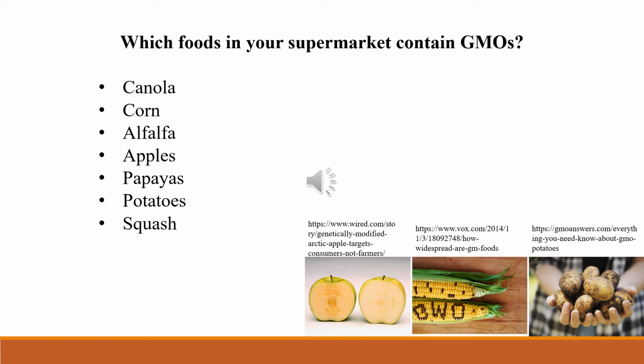Which foods in your supermarket contain GMOs? There are many genetically modified foods, but the most common foods in our supermarket are canola, corn, alfalfa, apples and papayas, potatoes, soybean, and squash.